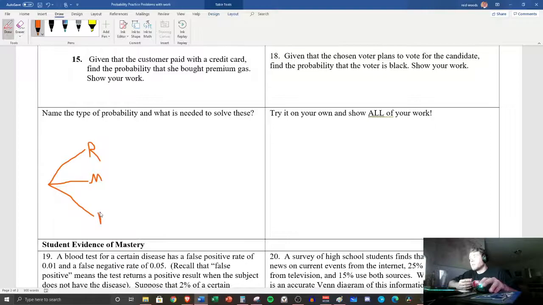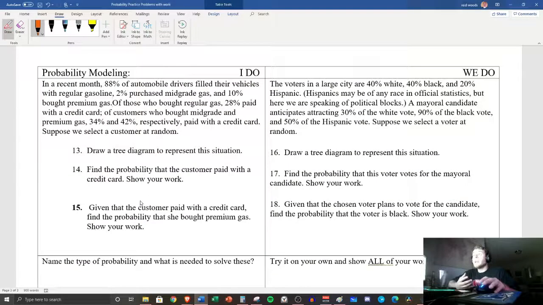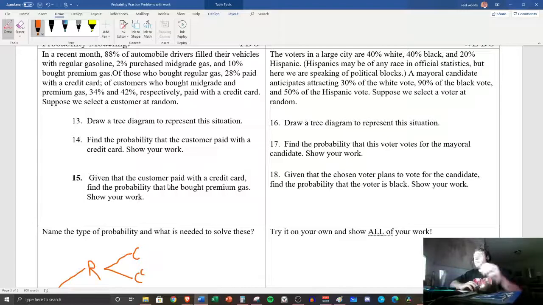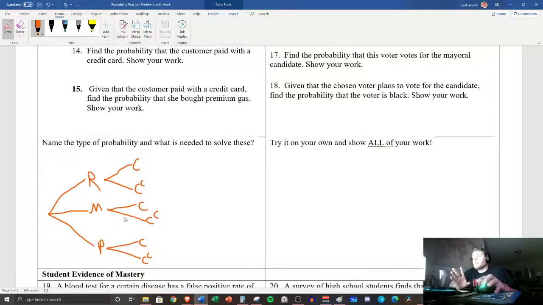mid-grade, and premium. From there, they're going to either pay with a credit card or not pay with a credit card. So from each one of these, we have credit card, I'll just put C, and not credit card, for each one. Okay, there we go. So that's our tree diagram. Next, we almost have it finished. We just need to put the percents on here.